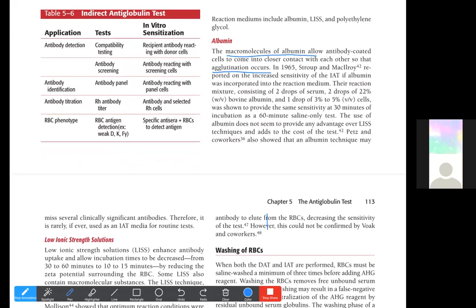If albumin was incorporated into the reaction medium, the reaction would consist of 2 drops of serum, 2 drops of 22% bovine albumin, and then 1 drop of cells. So we have the same ratio of 2:1 of serum to cells, but to this we add 2 drops of 22% bovine albumin, and then we can incubate it. It provides the same sensitivity at 30 minutes of incubation as a 60-minute saline-only test. So for saline, we had 1 hour of incubation, but in the case of albumin, we would need to incubate it for 30 minutes.